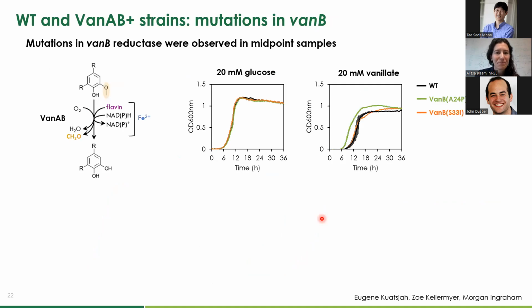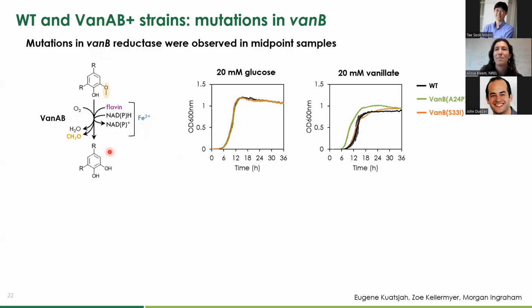Okay, a couple more mutations I want to dig into. This one I thought was really interesting because it was right in the mechanism that we were trying to probe. So we observed only in the midpoint samples, not at the endpoint, but just the midpoint, for several lineages, we were seeing mutations in the VAN-B reductase. So this is the protein in this Rieske enzyme complex that actually shuttles electrons to the monooxygenase to conduct the demethylation reaction. And what we saw was a couple of different point mutations in VAN-B itself.